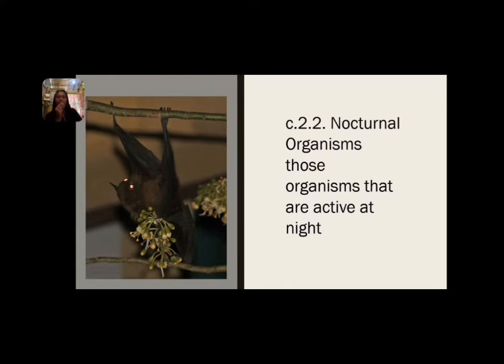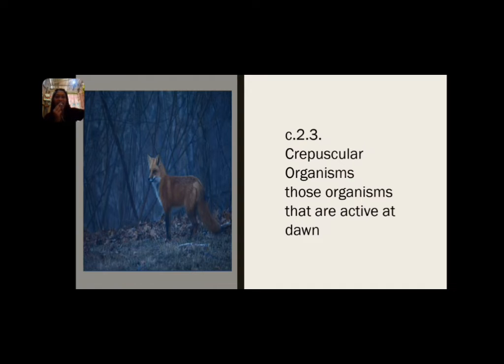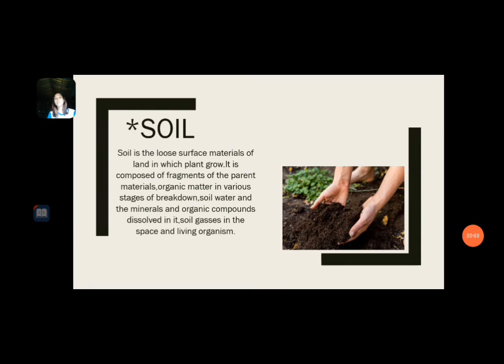Second is the nocturnal organisms, those organisms that are active at night, or kanina mga organisms is kanang active sila pag gabi. So for example is kaning bat. So ang ilang mata grabe kasiga. Third is the crepuscular organisms, those organisms that are active at dawn, or kanina mga organism is active pagkadlawon.